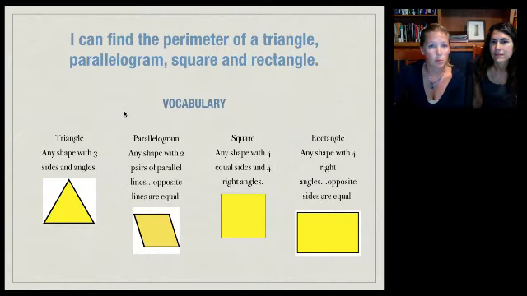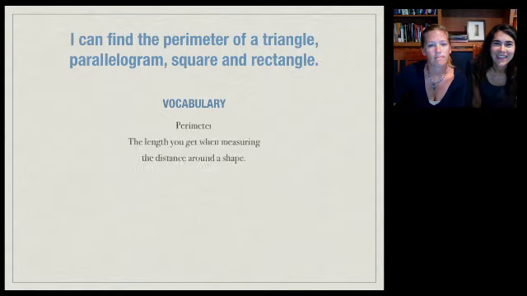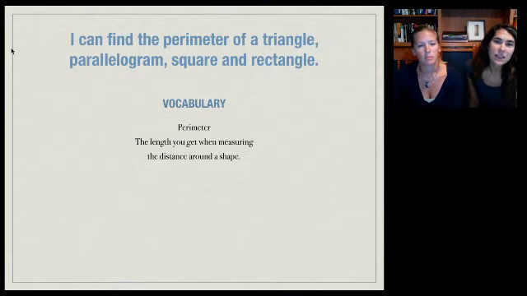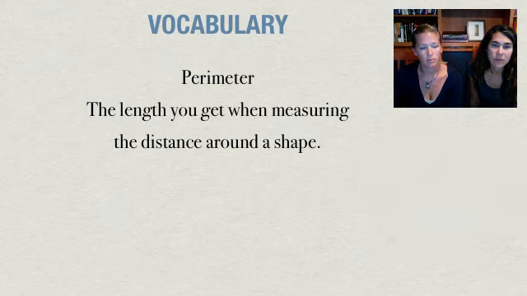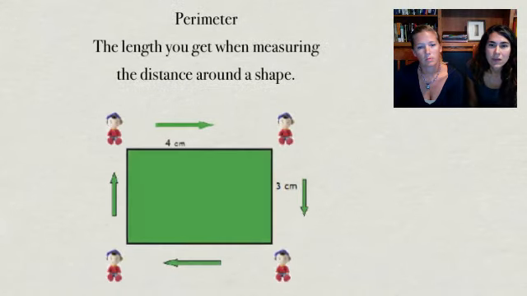So those are the 4 shapes we're going to be worrying about. And now we're going to talk about what it means to find the perimeter. If I'm going too fast, please pause it and get this stuff written down. All right, so our next vocabulary, this is one that we do want you to write down because this is probably something new for you, or at least a little bit of a review. So perimeter, the length you get when measuring the distance around a shape. So we have a nice visual here for you, and you'll notice that our little guy is traveling all the way around the shape, and that is what the perimeter would be.